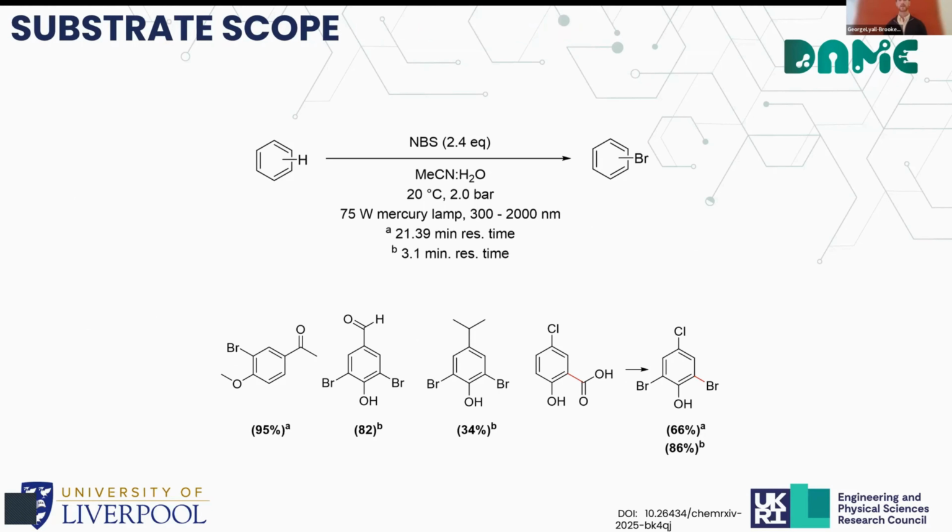Having completed that, we then turned our attention to the UV activated procedure. So we screened a smaller subset of the molecules, and in general, we managed to obtain either comparable or better yields, with the exception of this isopropyl species. And also, we were still able to carry out the decarboxylative bromination procedure under UV activation.